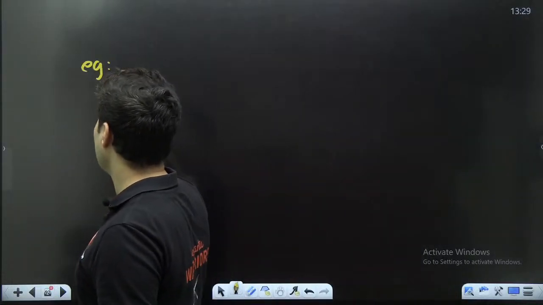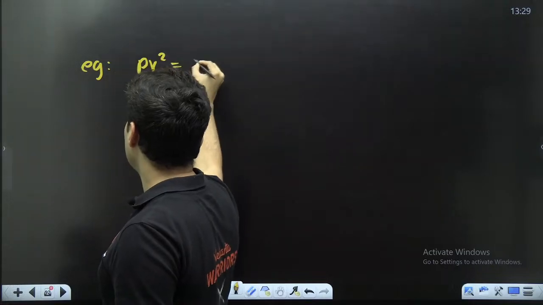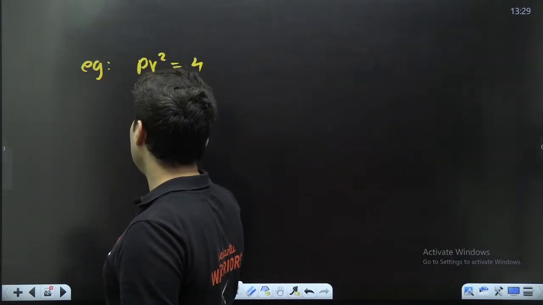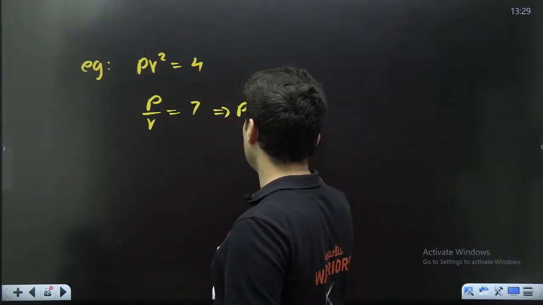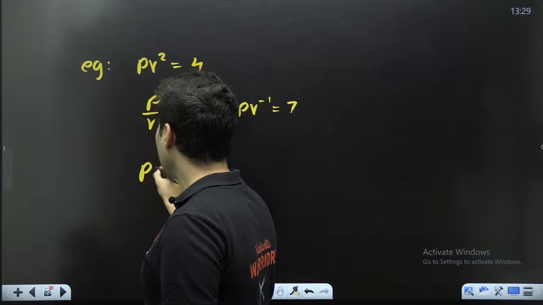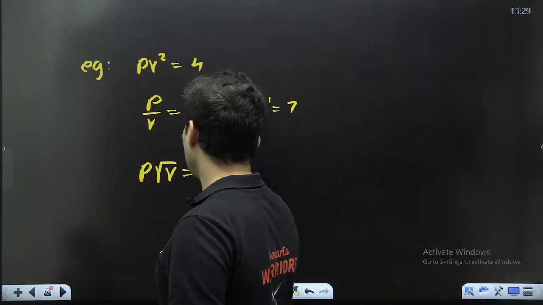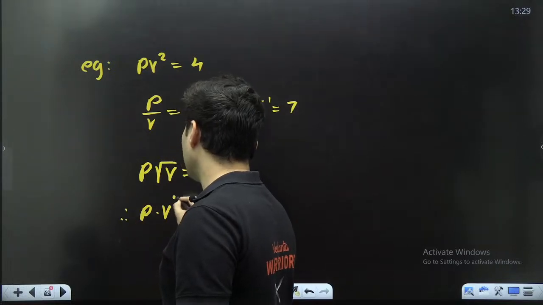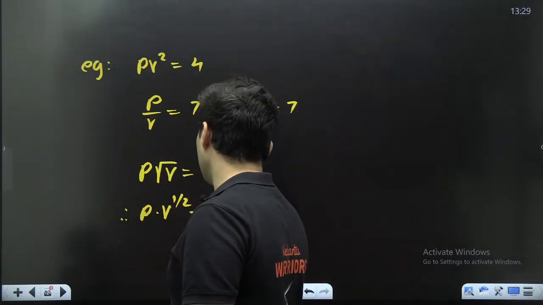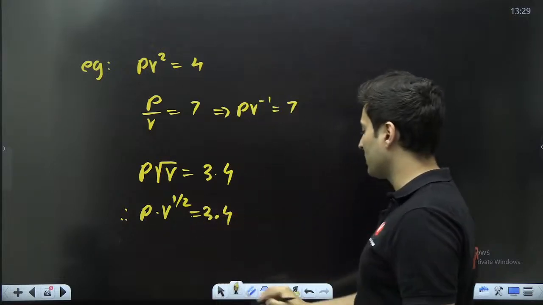Like, for example, PV square is 4, or P by V is 7. This will just become PV raised to minus 1 is equal to 7. Or P root V is equal to 3.4. So this is P into V raised to half is equal to 3.4. This is also a polytropic process.